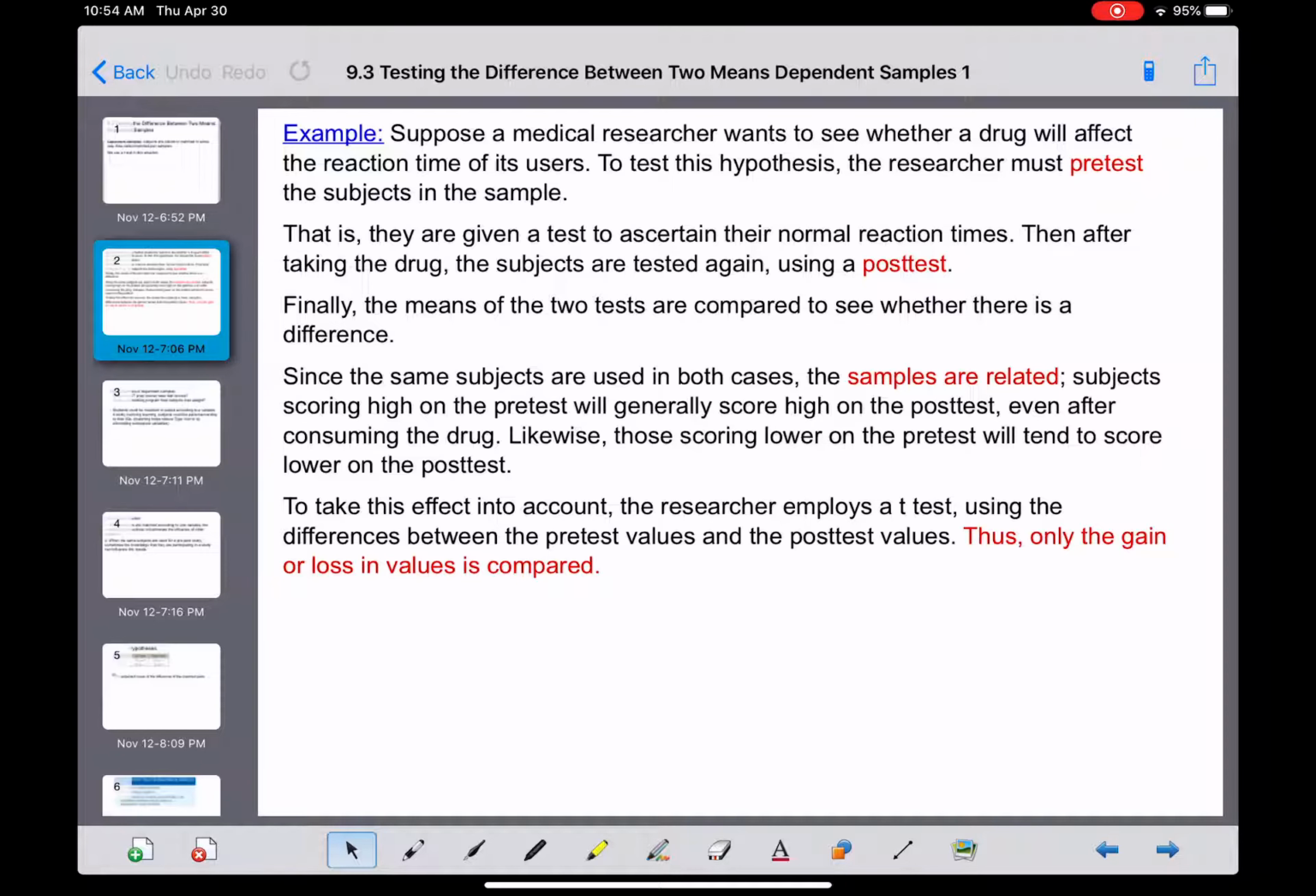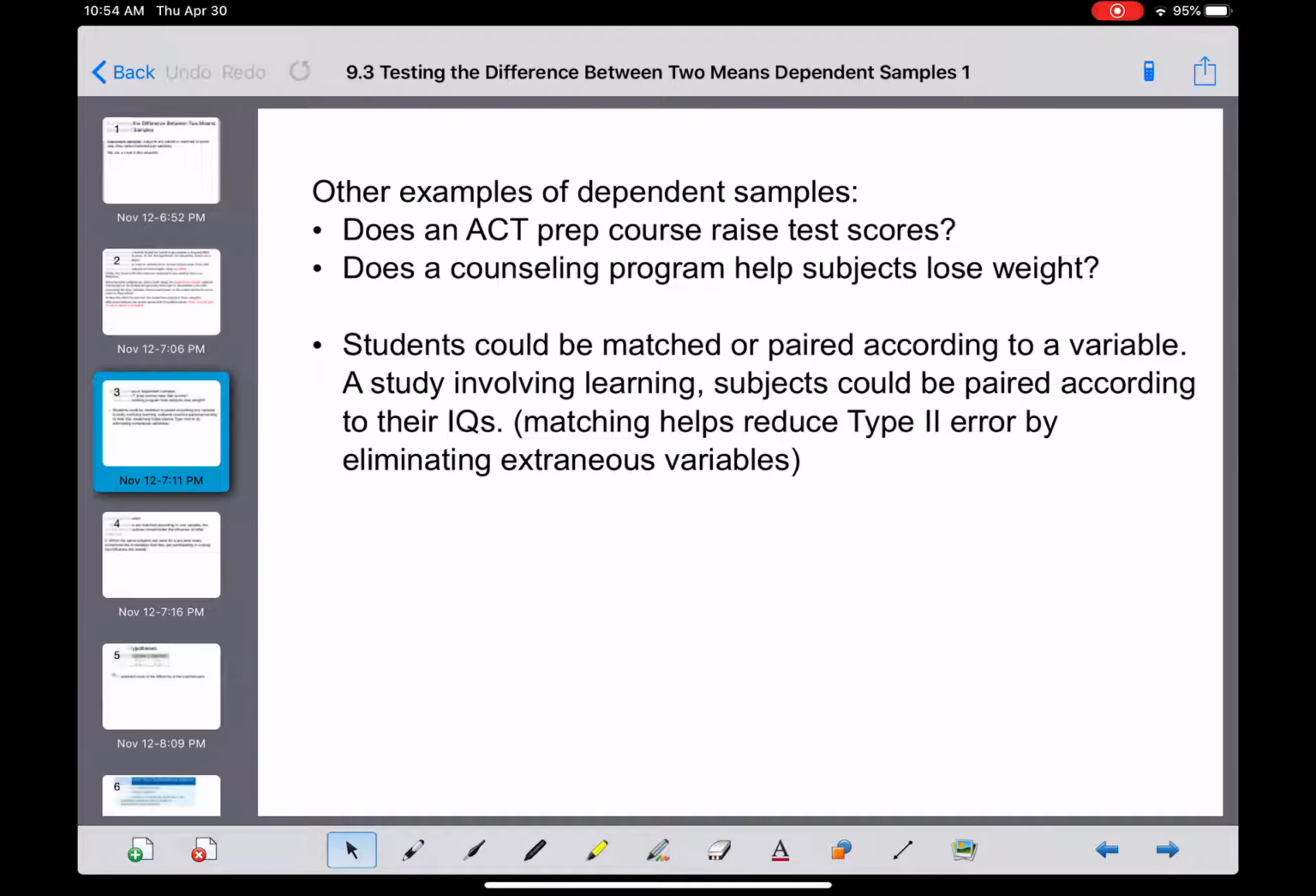Some other examples of dependent situations: does an ACT prep course raise test scores? Does a counseling program help subjects lose weight? Okay, so subjects can be matched or paired according to a variable. In a study involving learning, subjects could be paired according to their IQs. So matching helps reduce a type 2 error by eliminating extraneous variables.